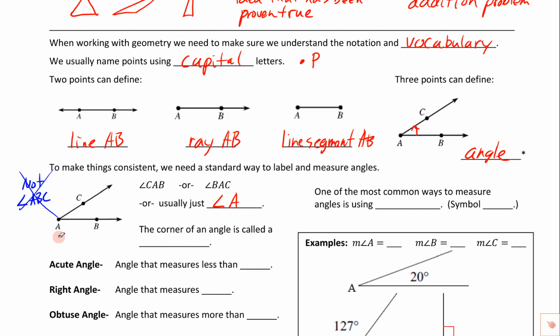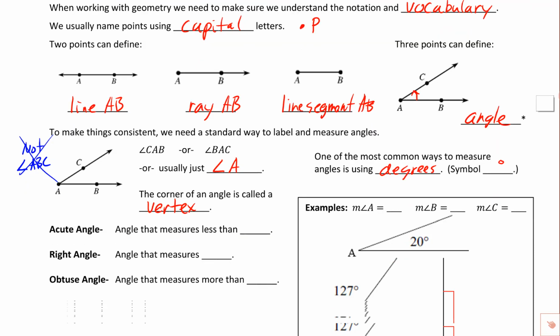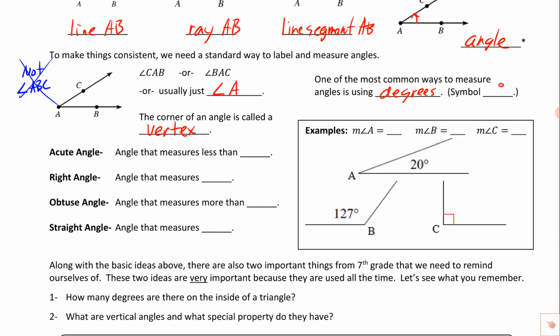I've already used this word a couple of times. The corner of an angle is called the vertex. The vertex is a fancy word for the corner of a figure, corner of an angle. And then one of the most common ways to measure angles is using degrees. You're probably familiar with this. There's a little symbol like this. It's a little open circle, written superscript up above like this. Let's take a look at a couple of examples right here after we talk about some names that we can give these.